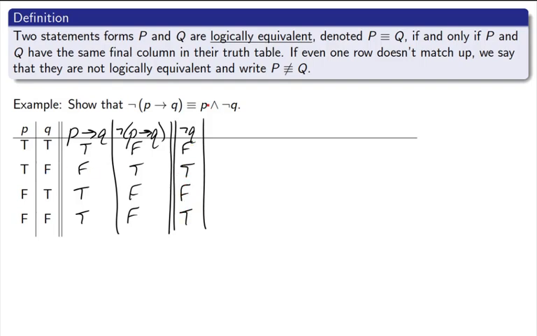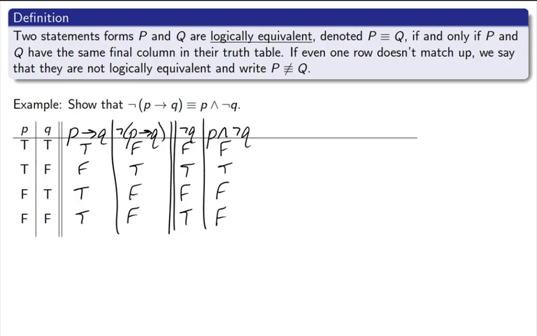And then I'll do the AND operation of P and the negation of Q. Here's your negation of Q column. Here's your P column, and we'll AND them together, meaning it will be true as long as both are true. True and false is false. True and true is true. False and false is false. And false and true is also false.